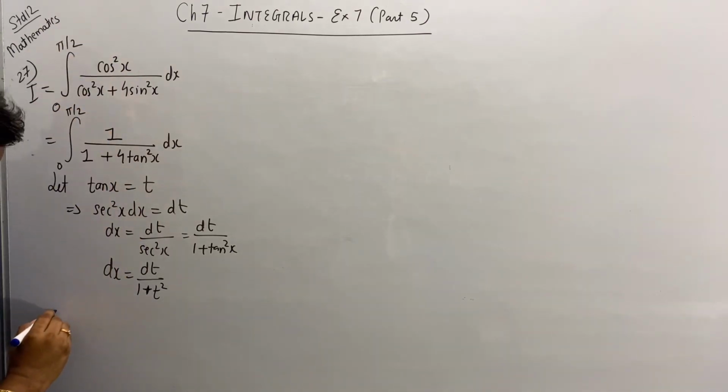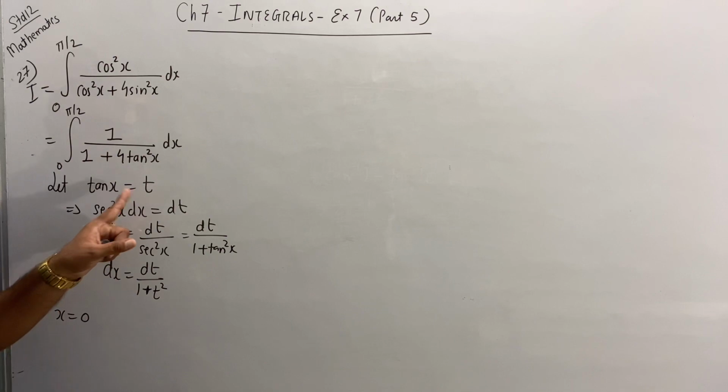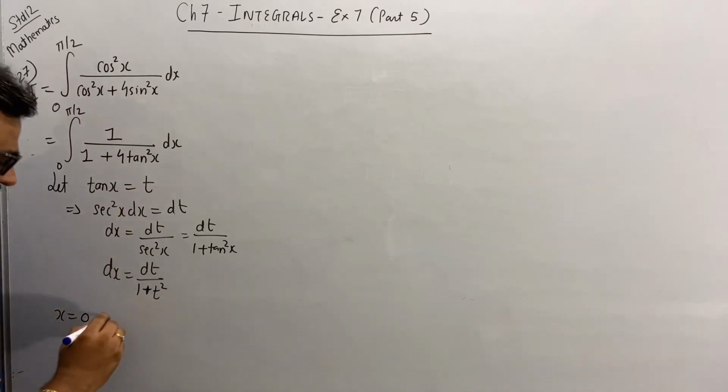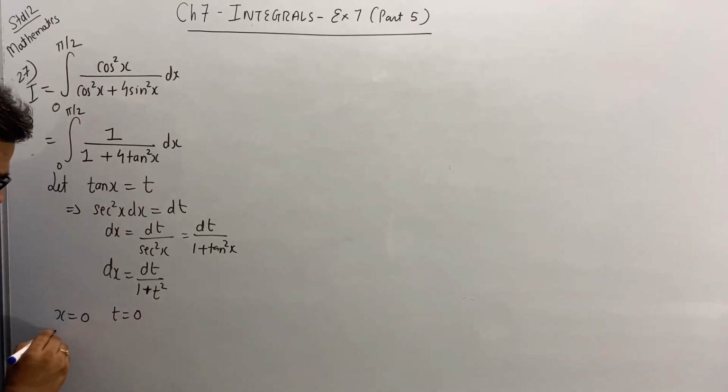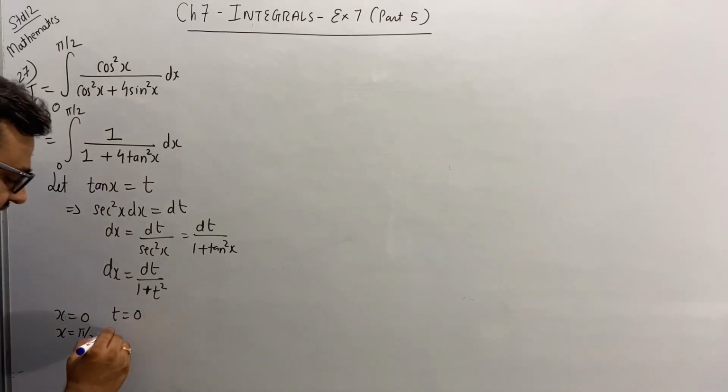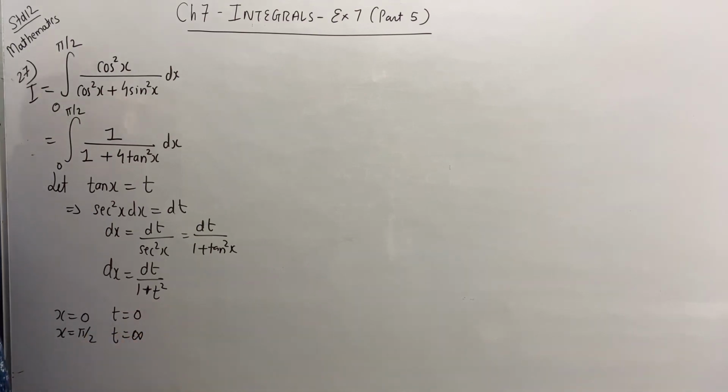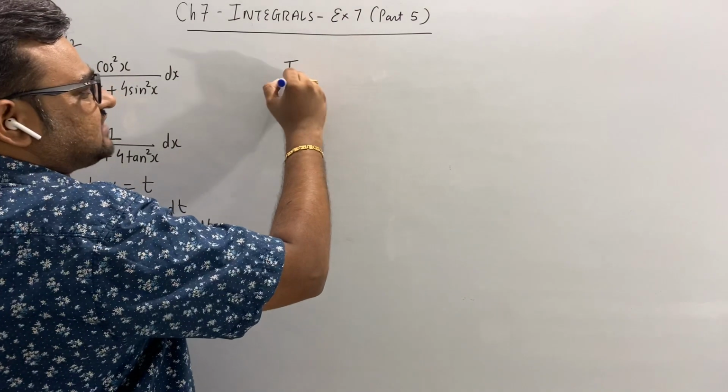So when x is equal to 0, what is tan 0? 0. When x is equal to pi by 2, tan pi by 2 is infinite. Okay? So now let's replace it.